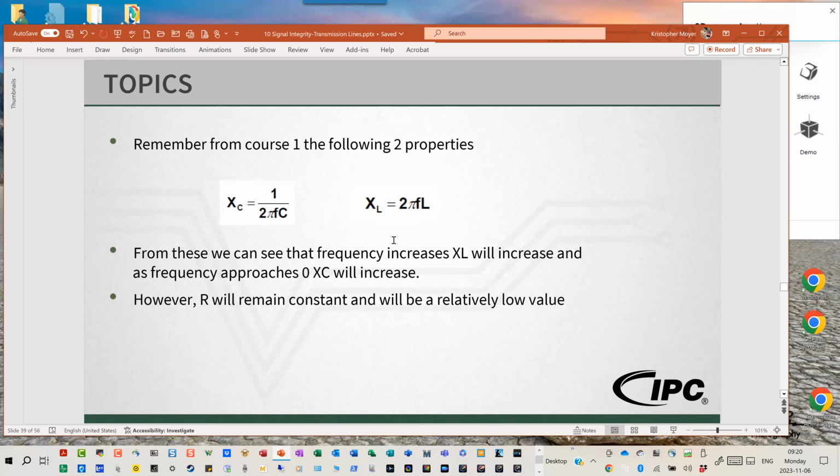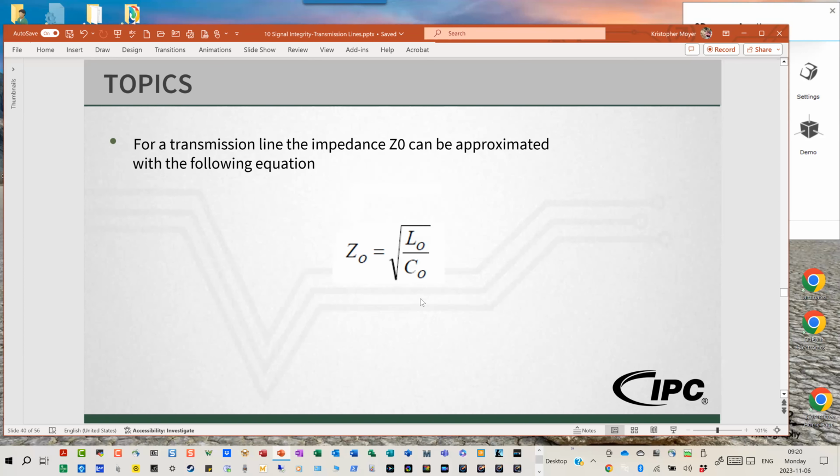Now, remember from course 1 the following two properties. These are the reactance, or frequency dependent impedance terms, of capacitance and inductance. So X of C for capacitance is 1 over 2 pi fC. For those that took engineering, remember that 2 pi f is given the shorthand notation of omega, so we'd see it as 1 over omega C. And for inductance, it's omega L or 2 pi fL. From this, we can see that as frequency increases, X of L will increase, and as frequency approaches 0, X of C will increase. However, in both cases, R will remain constant and will be a relatively low value.